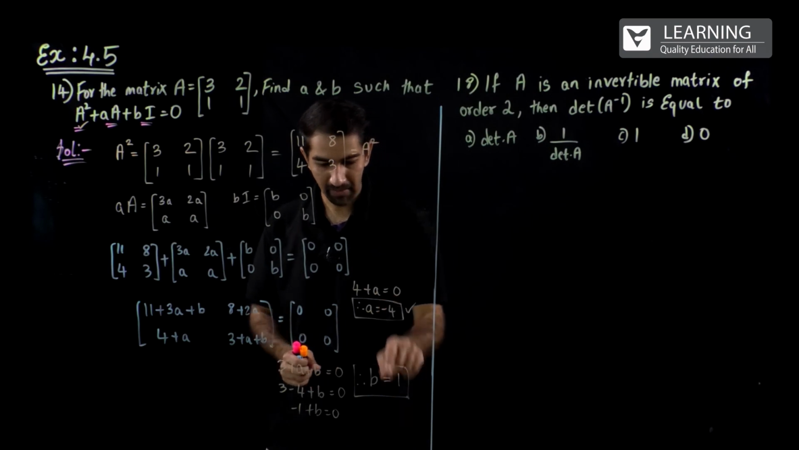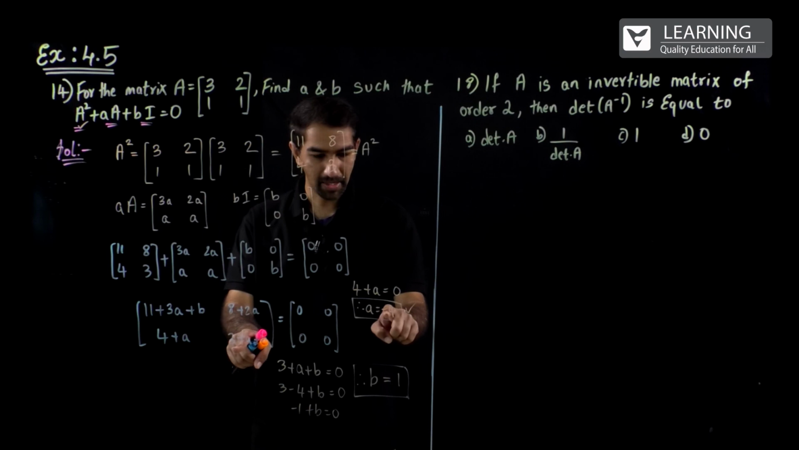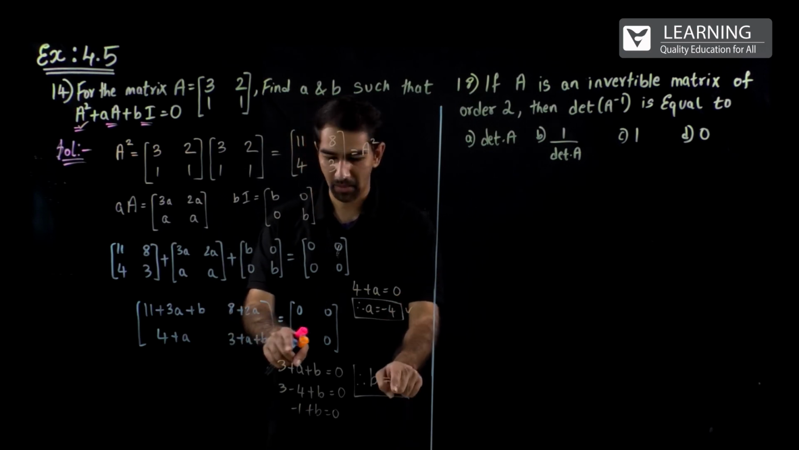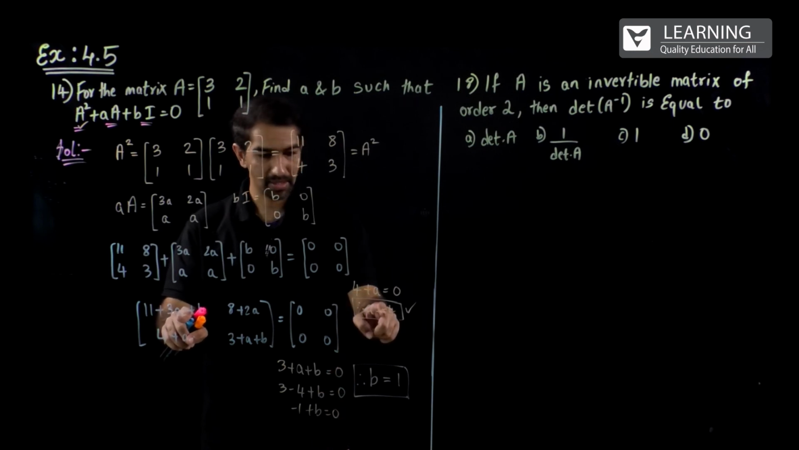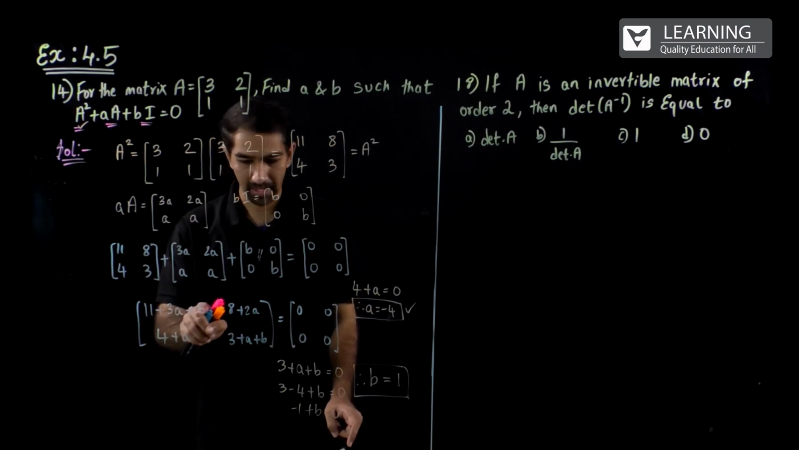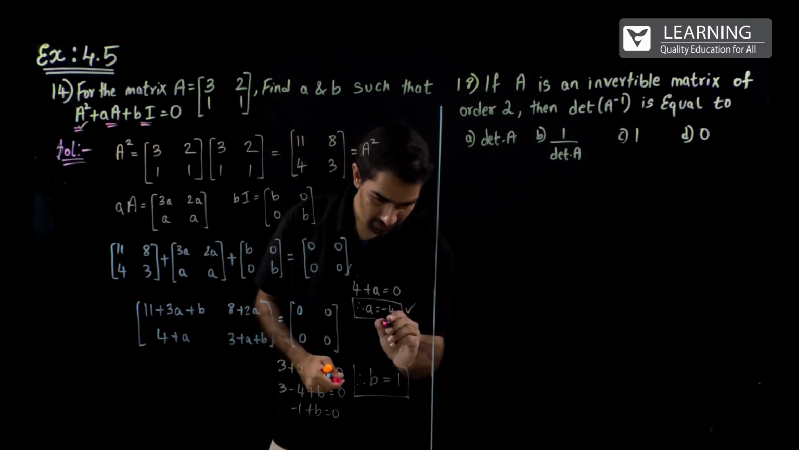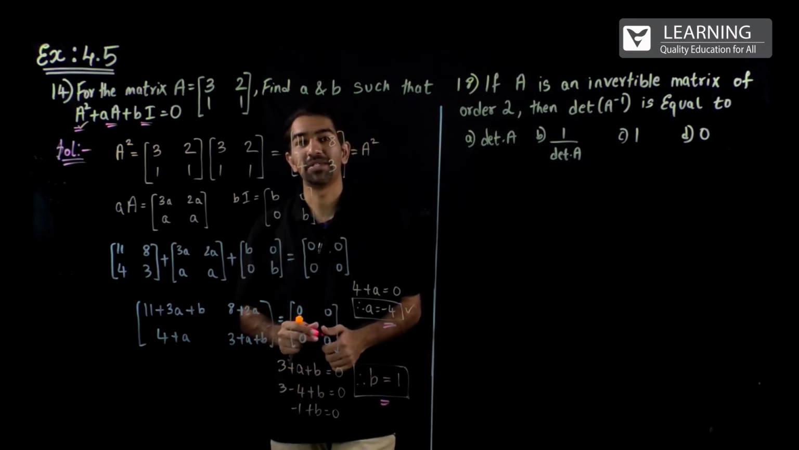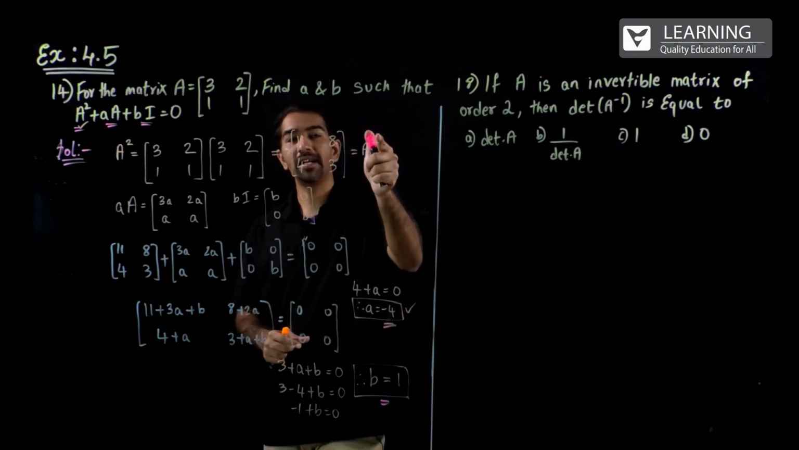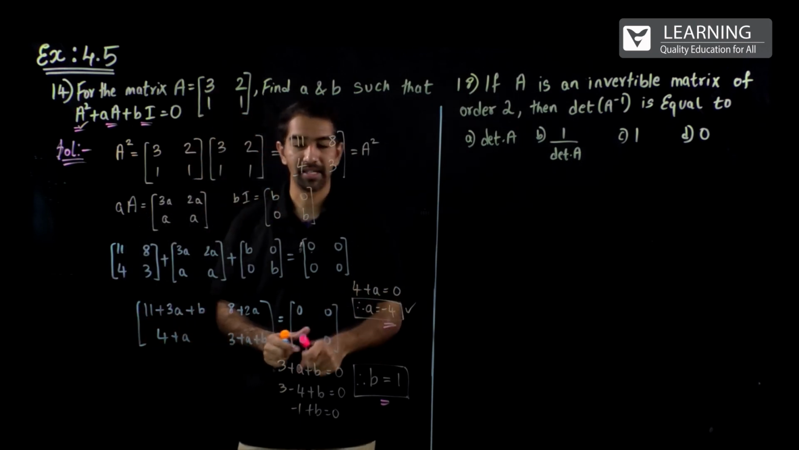Check whether A and B values are satisfying these both equations. Let us check here first. 3 minus 4 is minus 1. Minus 1 plus 1 is 0. Same thing here. 11, 3 into A, that is minus 12. 3 into minus 4 is minus 12. Minus 12 plus 11 is minus 1. Minus 1 plus 1 is again equal to 0. So therefore, A is equal to minus 4 and B is equal to 1 are the values of A and B, such that these values are satisfying the given equation. So this is your right answer.